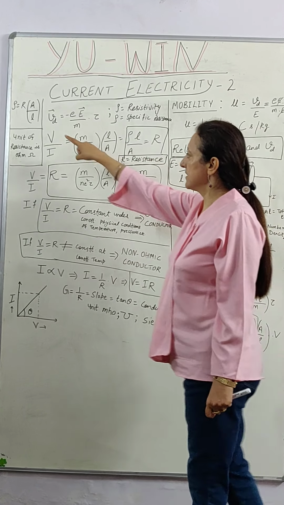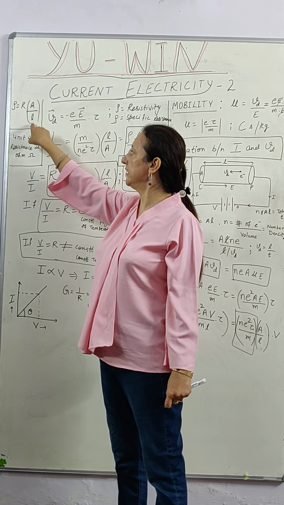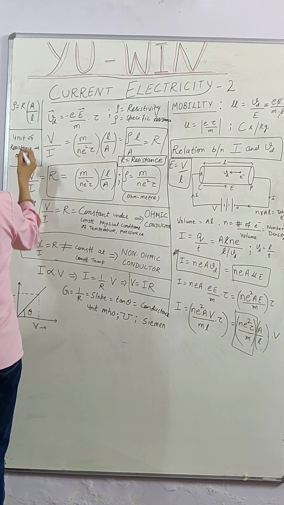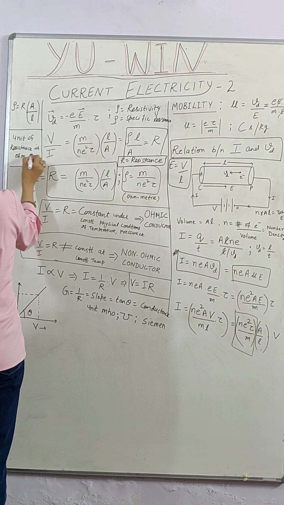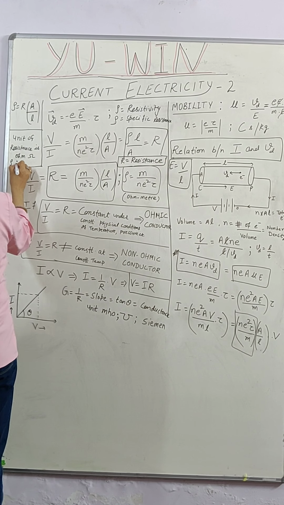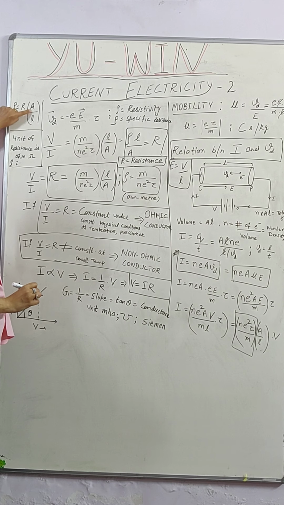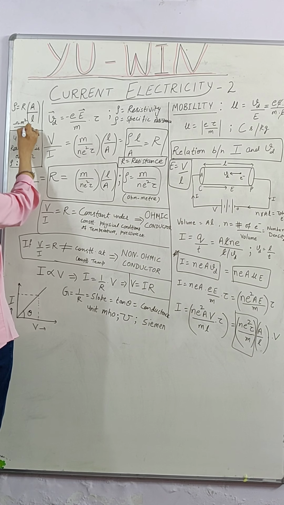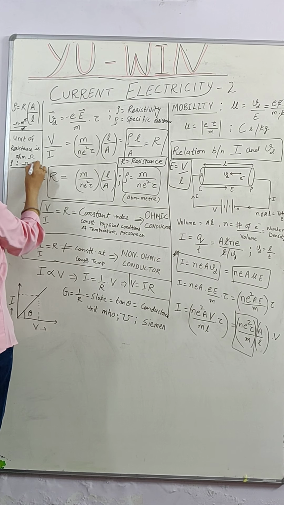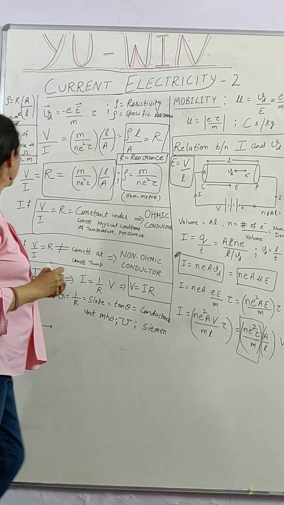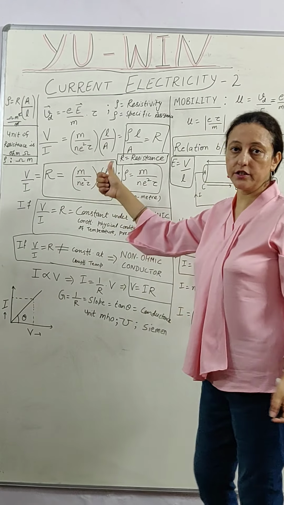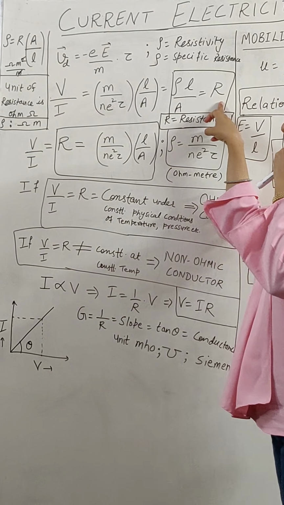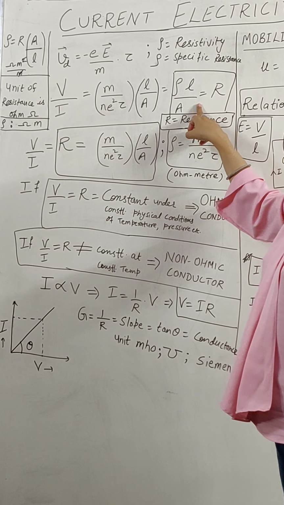So resistivity is defined as the resistance of the unit length of wire having unit area of cross section, and its unit will be equal to how much? Unit of resistance is ohm, so what will be the unit of resistivity? This is ohm, this is meter square, this is meter. So it comes out to be ohm meter square by meter, which means ohm meter. So the unit of resistivity is ohm meter. I have written very small. If you are not able to see, we can zoom in and you will be able to see. So resistivity is defined as the resistance of the unit length of wire having unit area of cross section.